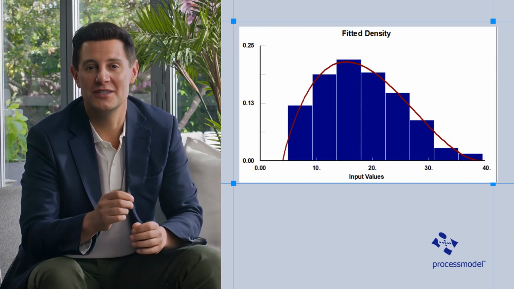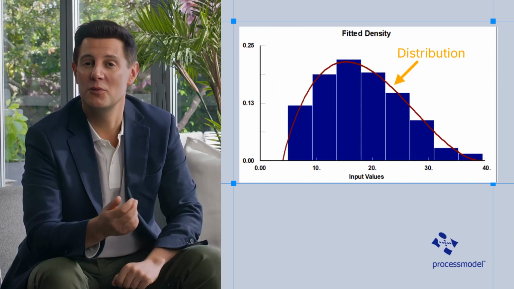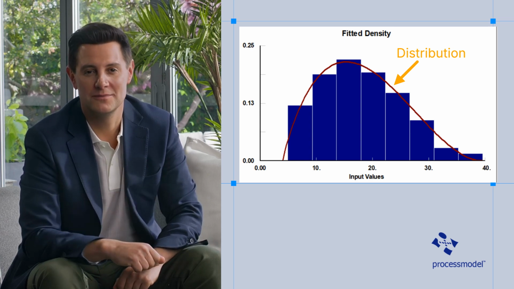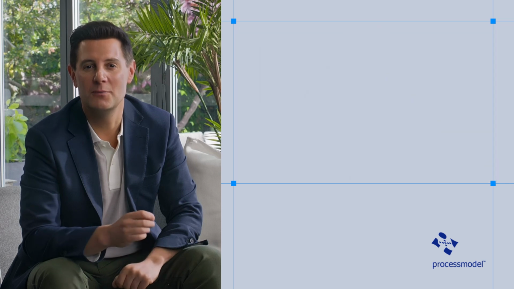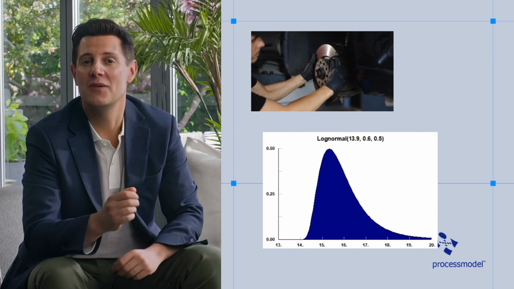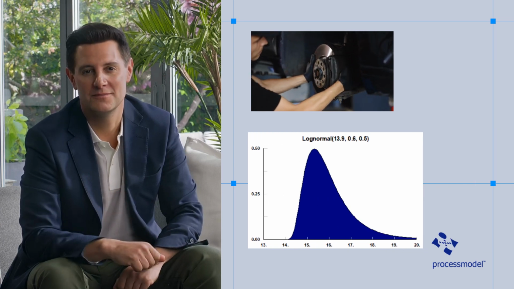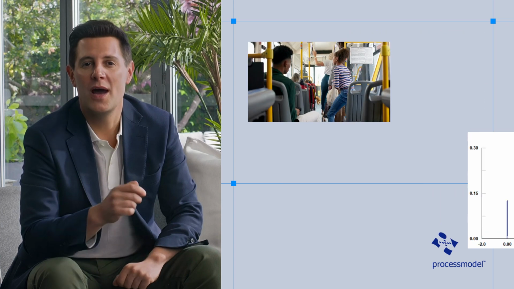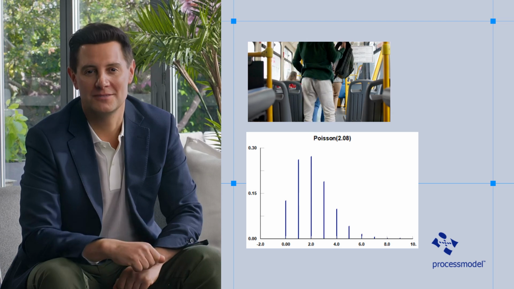A better solution is a distribution. This is a formula that approximates the probability of getting a specific value. Distributions represent real life. They capture things like how long a repair takes, a person's weight, or how many people arrive on a bus.